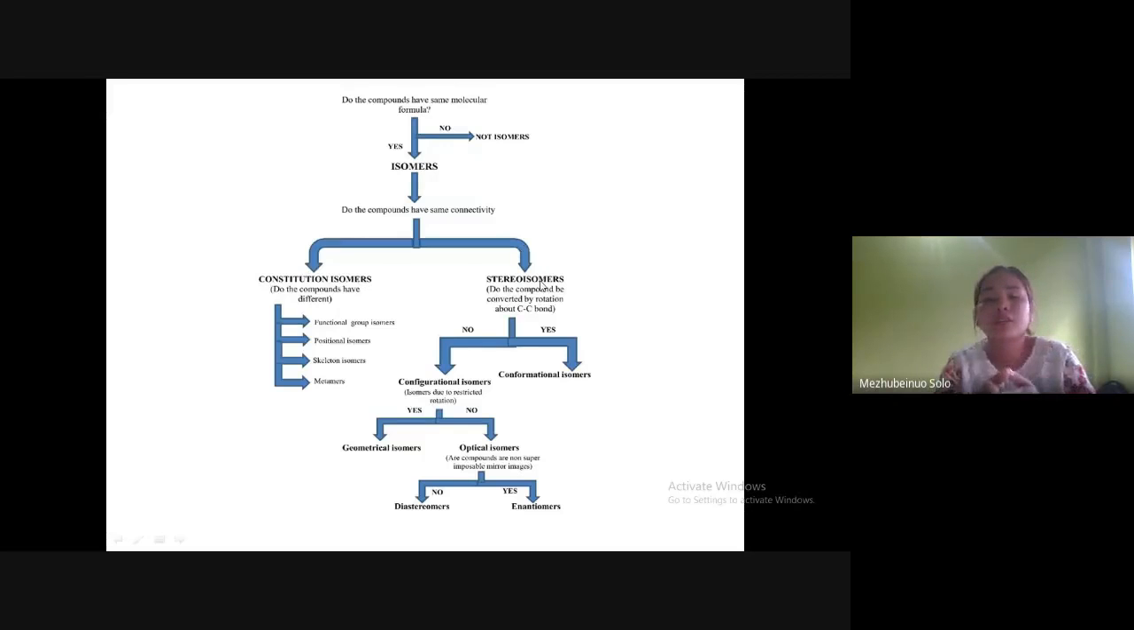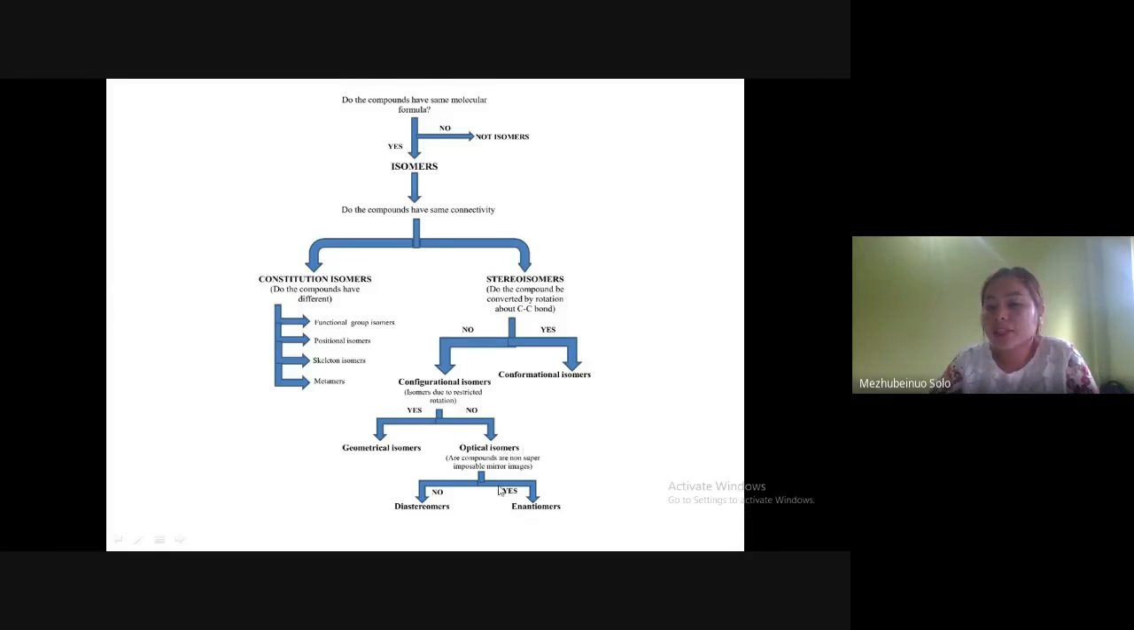Under stereoisomers, see, we again have two different classes. First is the configurational, and the second one is the conformational isomer. If our compounds can be converted by rotation about a carbon-carbon single bond, then they come under conformational isomers. And if not, they come under configurational isomers. Under configurational isomers, again, we have two classes, geometrical isomers and optical isomers. Geometrical isomers are based on their 2D structure, and optical isomers are based on the 3D structure of the compound.